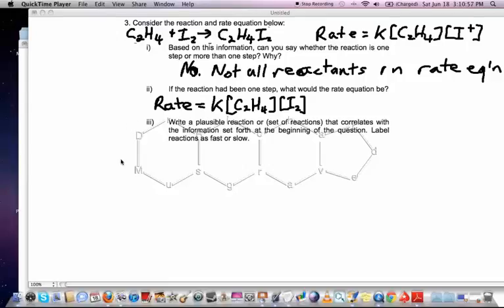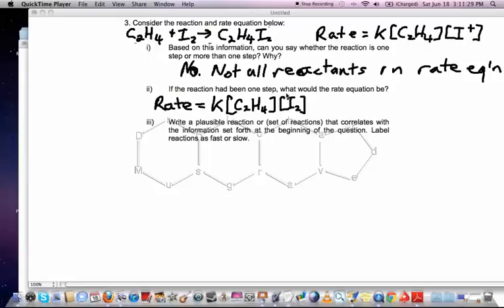Okay, here's another example of a reaction mechanism type problem. So what we're looking at is our reaction as being C2H4 plus I2 gives C2H4I2, and our rate equation is rate equals k [C2H4][I+]. Now the first thing is, is the reaction one step or more than one step? Well, clearly we don't have any I+ in our actual reaction, so there's no way that it could be just one step. So we know that not all the reactants are in the rate equation.